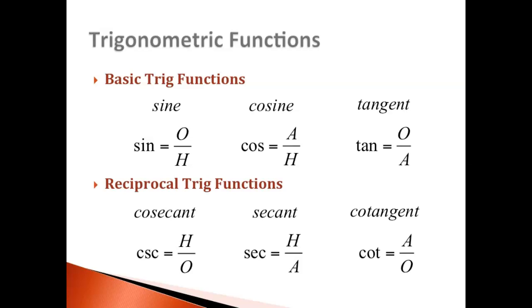You do need to have these memorized, so hopefully if you still remember SOHCAHTOA to remember sine, cosine, and tangent, then you just have to remember for the reciprocal trig functions which pairs with which, so sine with cosecant, cosine with secant, and tangent with cotangent. Once you know those pairings, then it's just a matter of flipping those ratios.